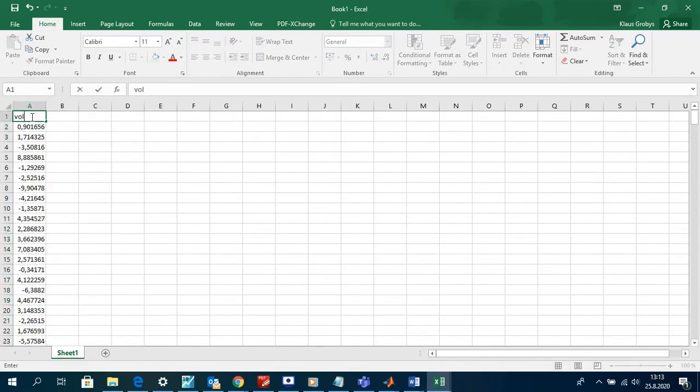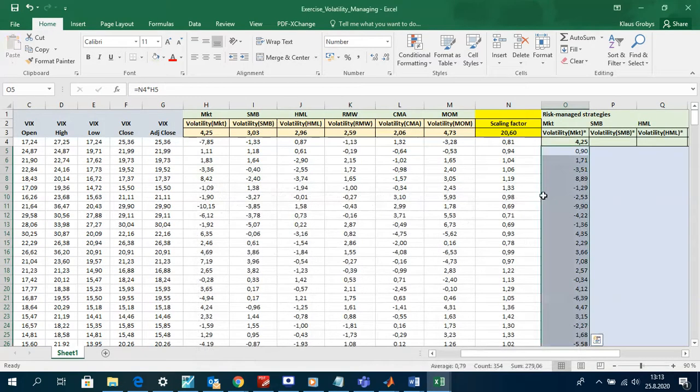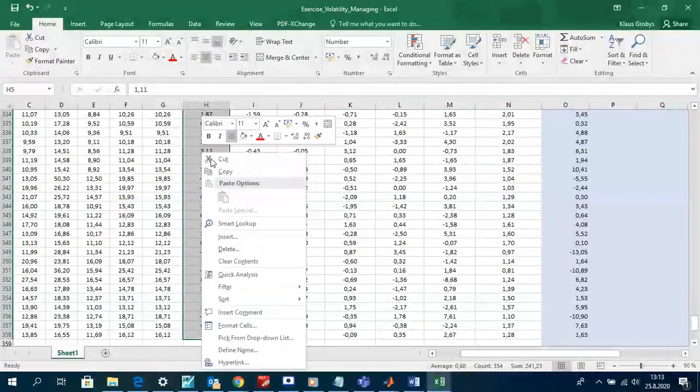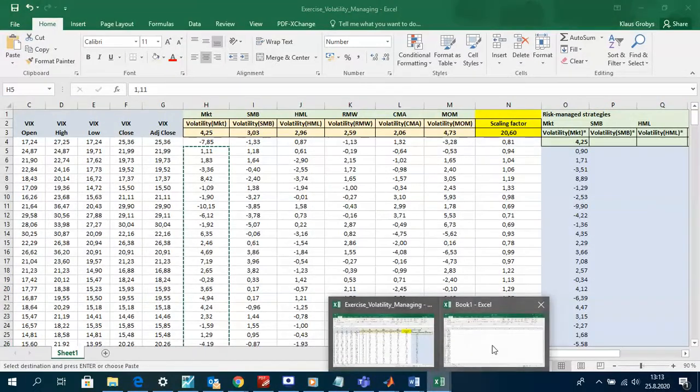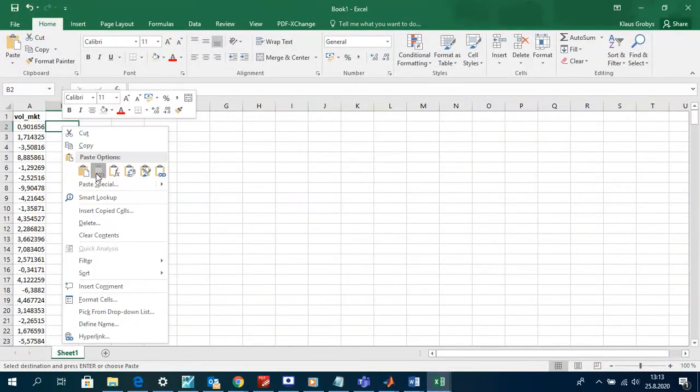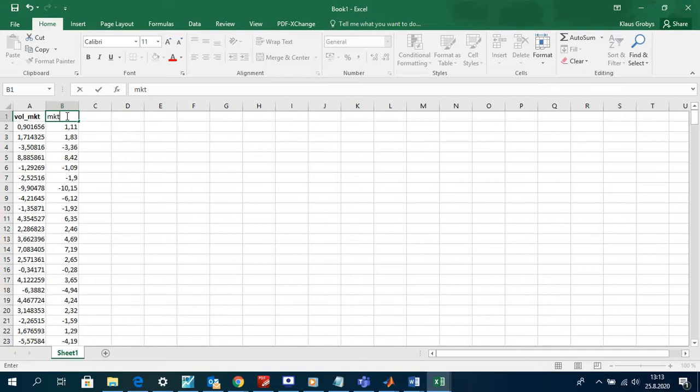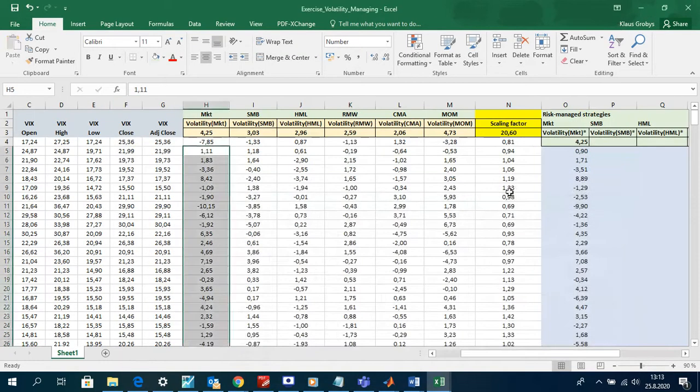So let's call this vol MKT, as in volatility-managed market factor. Let's also copy the corresponding time-congruent vector of unscaled market returns into the same Excel file. Here we have the market return unscaled.